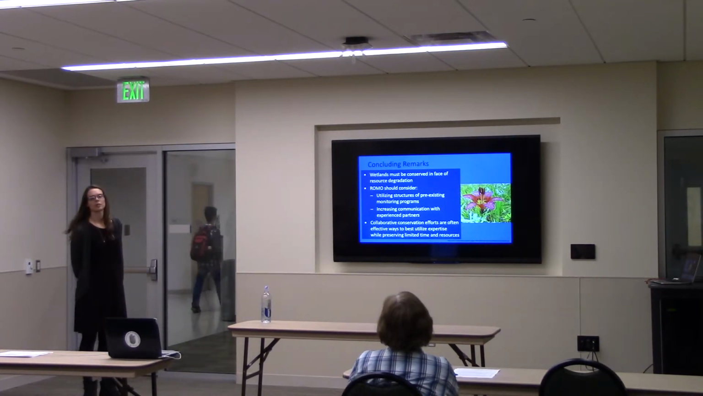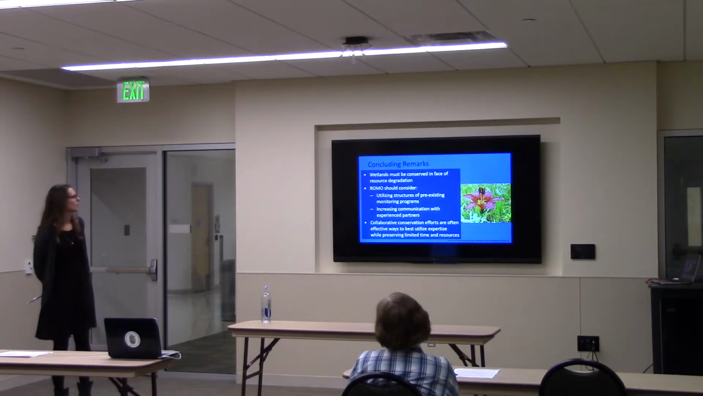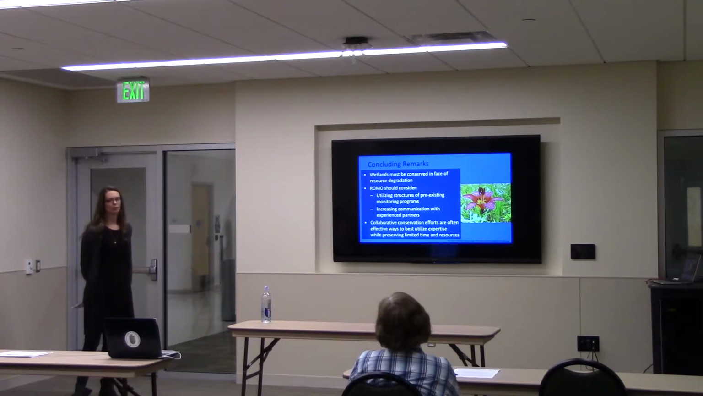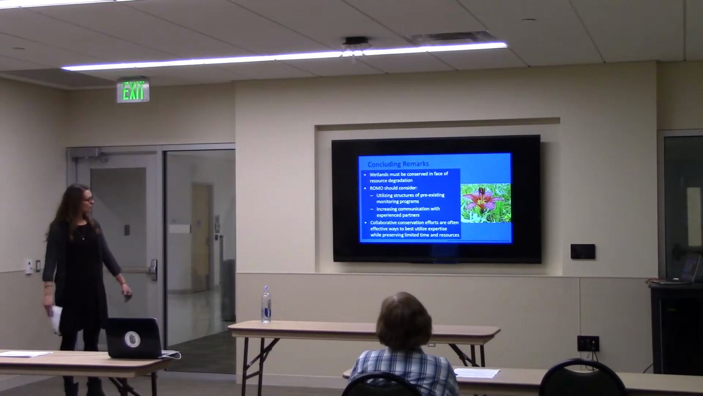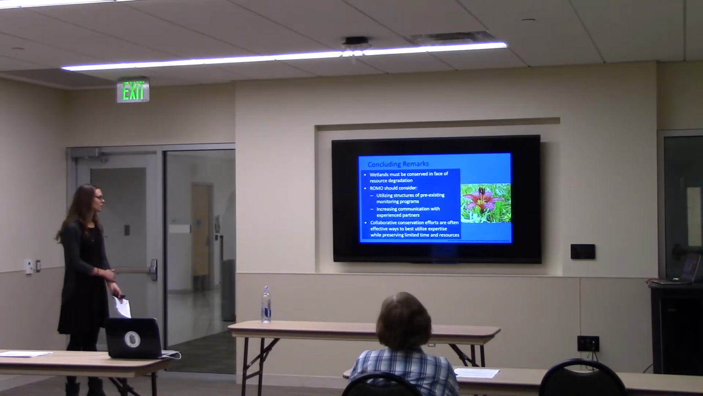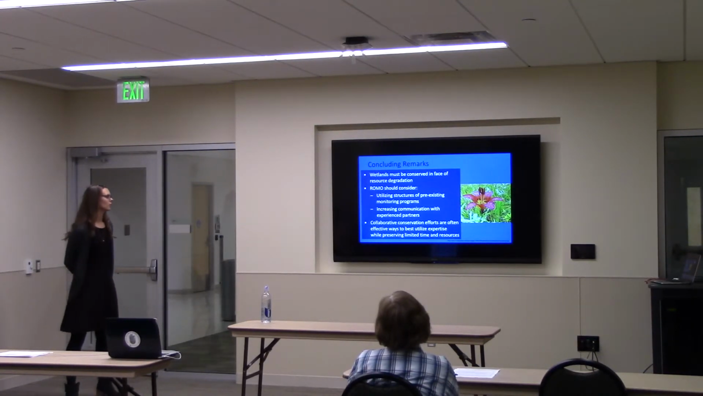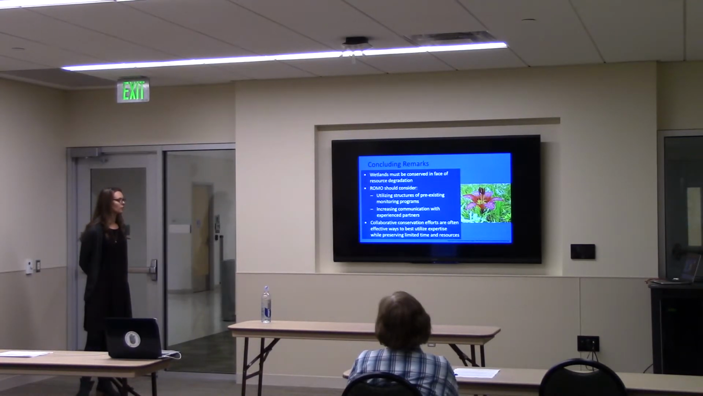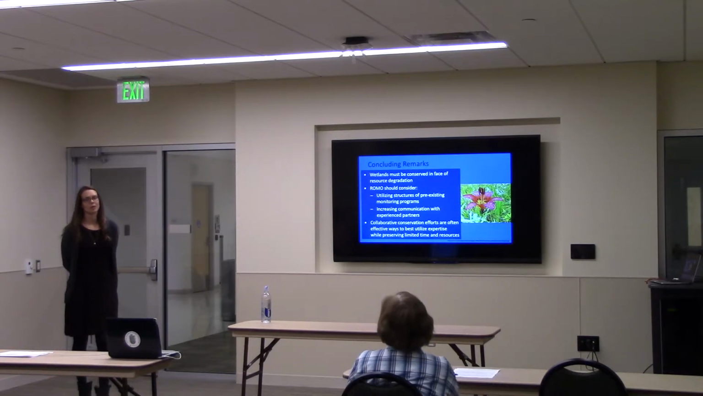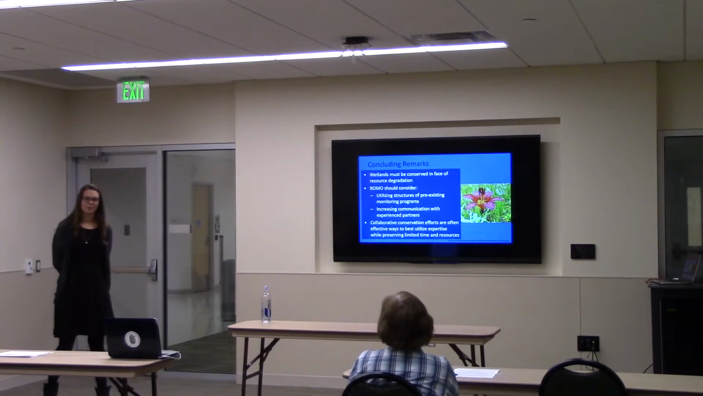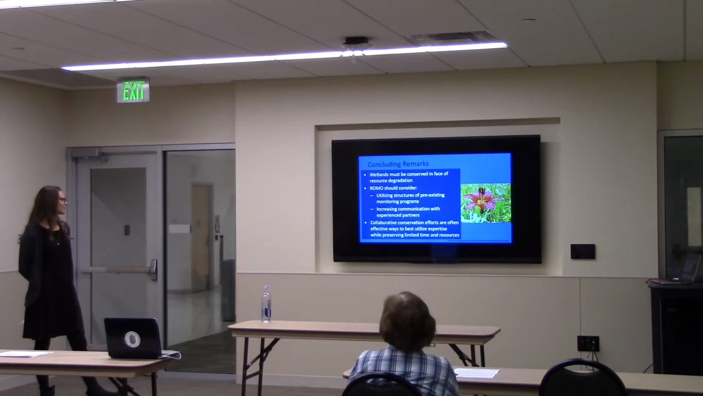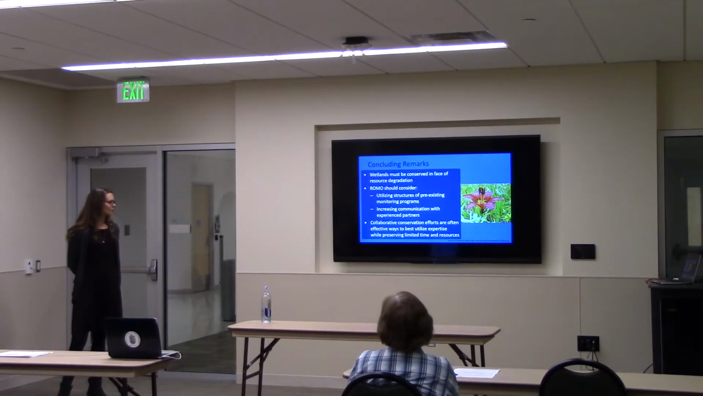And then just a couple of concluding remarks on this project. So again, wetlands are a very important ecosystem to both humans and wildlife, and they should be conserved in the face of resource degradation. Main things for Rocky Mountain National Park staff to consider: utilizing structures of pre-existing monitoring programs, as well as increasing communication with experienced partners. And just the idea that collaborative conservation efforts are often very effective ways to best utilize expertise while preserving limited time and resources. So whether that means using volunteers or talking to your neighbors who've been doing these kinds of surveys for generations or for decades, however long they've been doing it, it's a great way to maximize your resources.